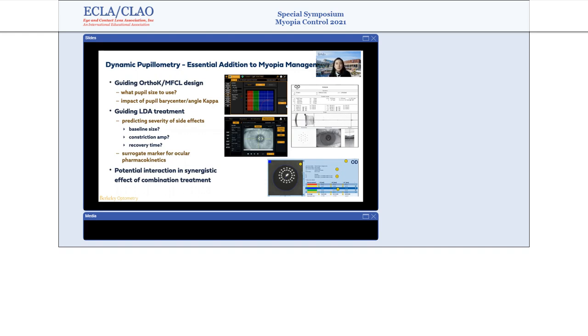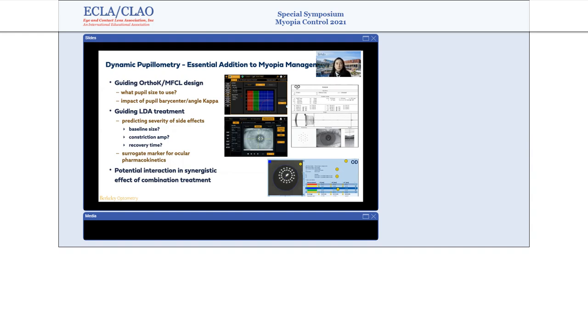So are there any other features offered by dynamic pupillometry that are more predictive of the severity of the side effects, especially when we're trying to push for a slightly higher concentration of atropine for chronic use? Can we actually use any of the features measured with dynamic pupillometry as a surrogate marker for the ocular pharmacokinetics, the amount of the drug absorbed and its pattern of elimination? Although we know the ciliary body is not the target site of action for low-dose atropine in myopia control, nonetheless, its absorption to the anterior chamber may be a surrogate marker for the actual amount being absorbed into the posterior structure.